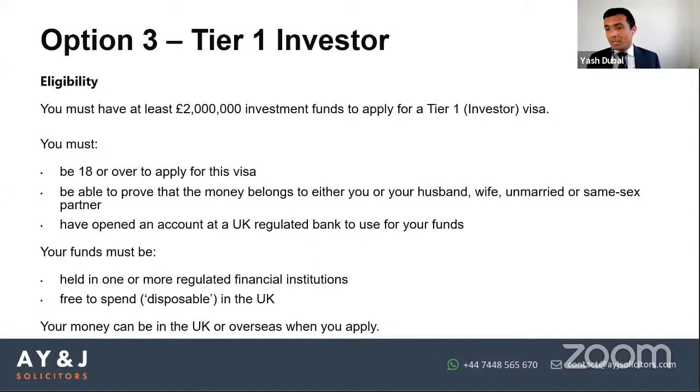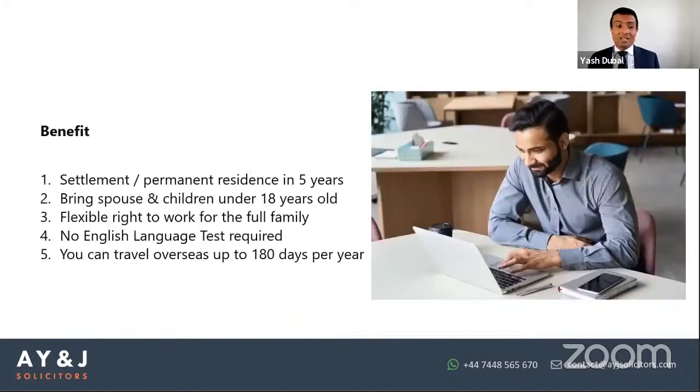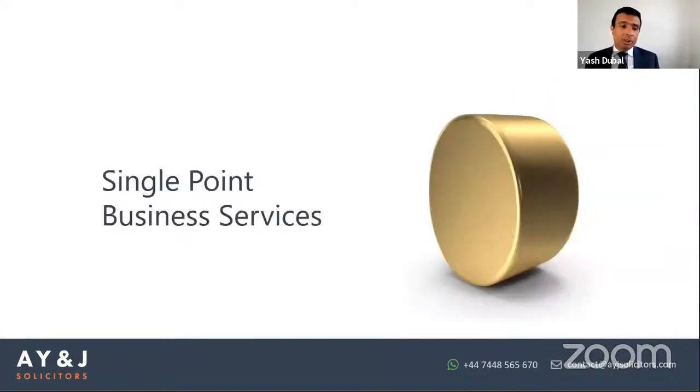And that's all about it. Otherwise, there is no other difference I can see from the benefit point of view. Benefits are the same, except no English language requirement. So you get settlement in 5 years. You can bring your spouse and children under 18. Flexible right to work for the full family. So the full family can work wherever, however they like, and you can travel up to 180 days to get permanent residency settlement. So these are the options I wanted to cover.